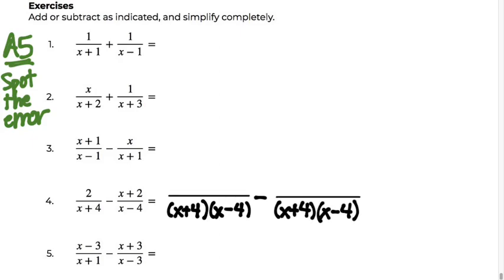This is something that anytime we're adding or subtracting any kinds of fractions, even when those fractions happen to have expressions in them, we need a common denominator before we can add. So I'll find a common denominator. The quick and dirty way is just by multiplying the two denominators together, right?